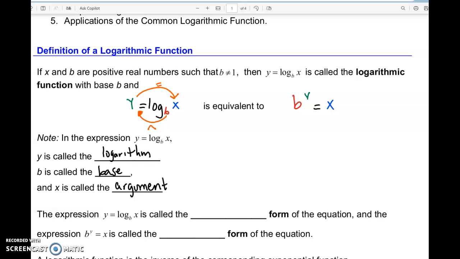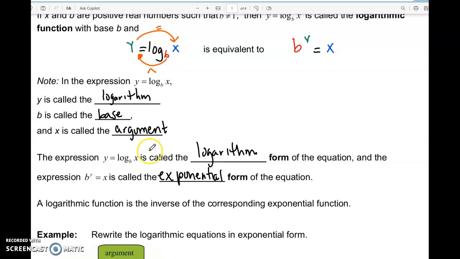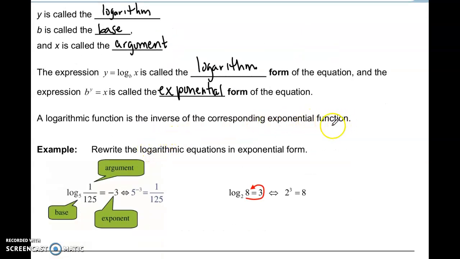So this is a logarithmic expression or equation, and you can rewrite it as an exponential function by taking the base, raising it to the y, and setting it equal to the x. I like to draw these little arrows when I'm trying to convert it. The expression y equals log base b of x is called the logarithmic form, and the expression b to the y equals x is called the exponential form of the equation. A logarithmic function is the inverse of the corresponding exponential function.